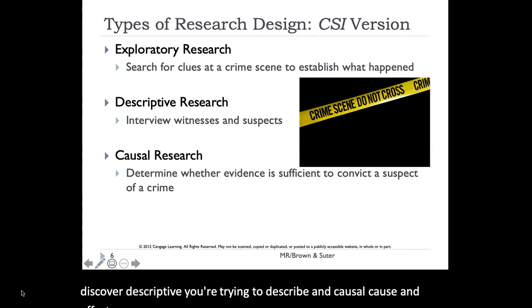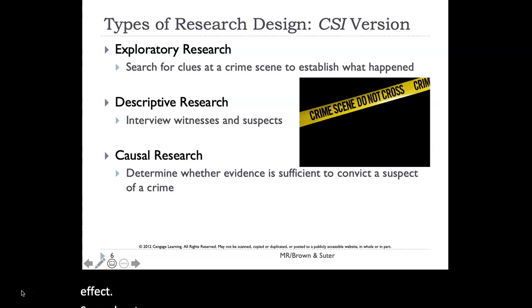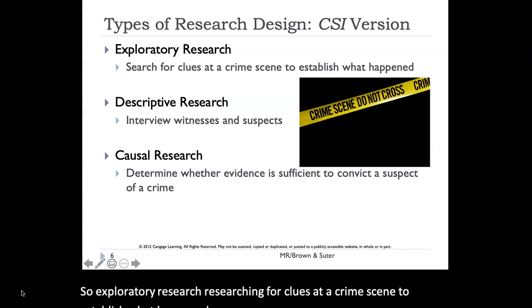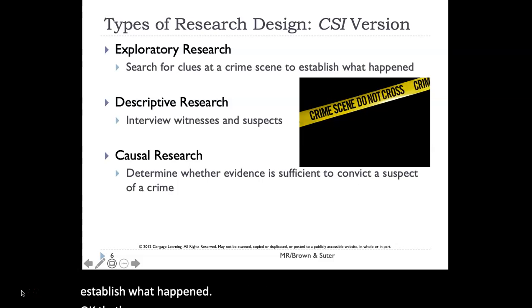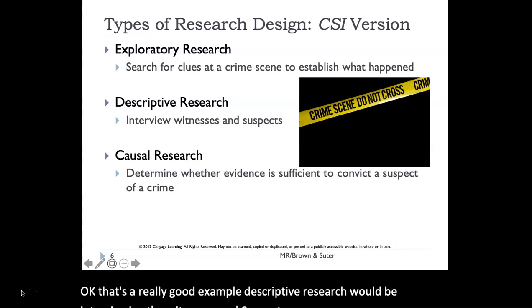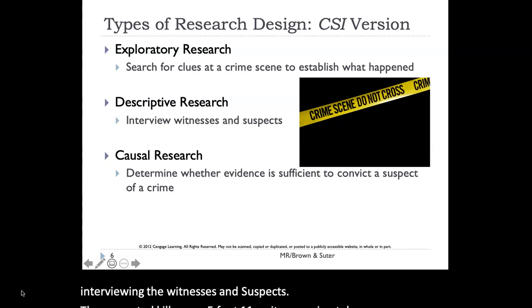So exploratory research is like searching for clues at a crime scene to establish what happened. Okay, that's a really good example. Descriptive research would be interviewing the witnesses and suspects. The suspected killer was 5'11", weighed approximately 400 pounds.